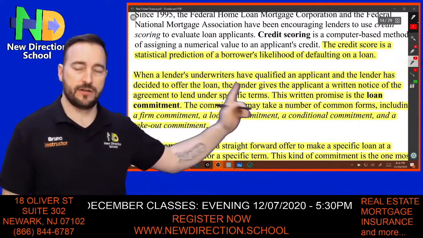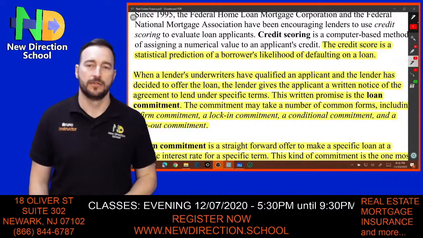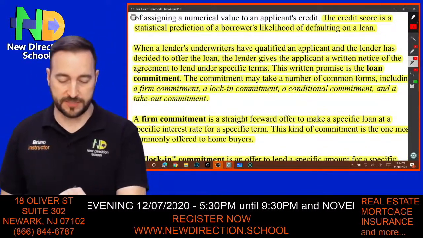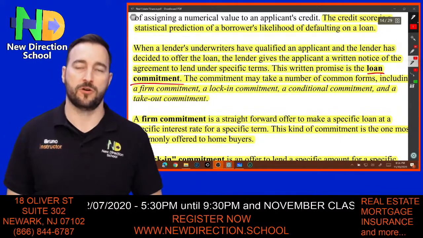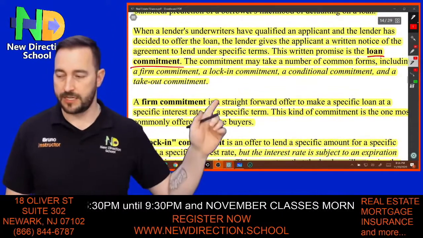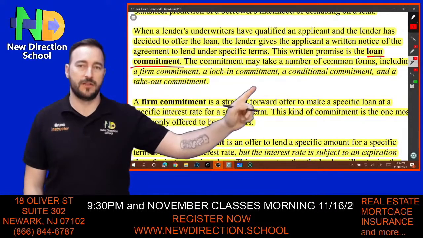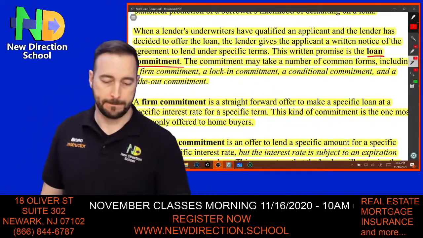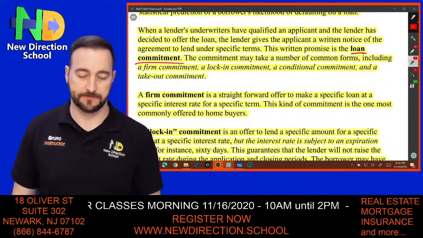when the lender's underwriters have qualified an applicant and the lender has decided to offer the loan, the lender will give the applicant a written notice of the agreement to lend under the specific terms. This written process is called a loan commitment, or as we know, pre-approval. The simplest term is pre-approval. The commitment may take a number of common forms, known as firm commitment, lock-in commitment, conditional commitment, or even a takeout commitment. But it's a loan commitment, like they will lend to you if nothing else changes.